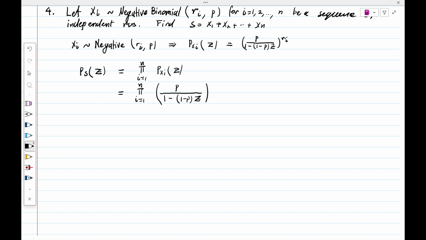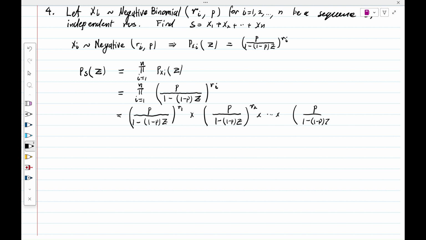Close that to the power of ri. Now I'm going to expand that for us. So the first term, when the index is 1, we end up with (1 - pz) to the power of r1, times the next term in the sequence, which would be (1 - pz) to the power of r2, times ... times, and of course we go all the way up to (1 - pz) to the power of rn.